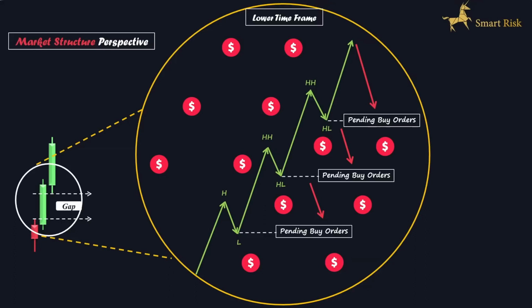The presence of these pending orders within the fair value gap acts as a magnet for price, attracting it back to fill the void before resuming its trend.